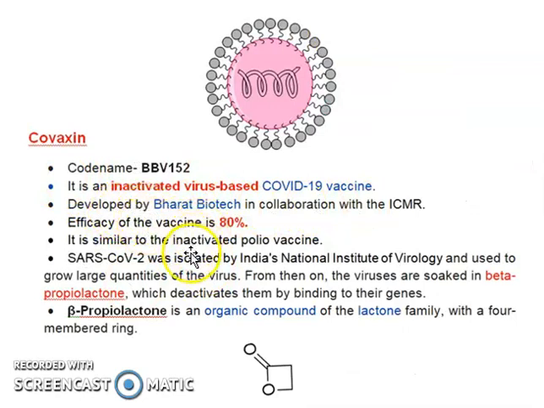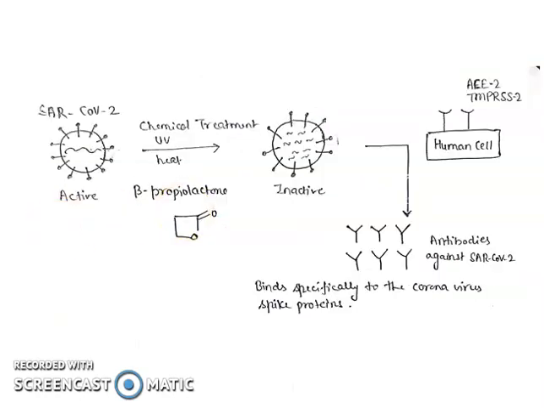It was developed by Bharat Biotech, and the efficacy is important. It is around 80% effective, and it is similar to the polio vaccine. The polio vaccine was also made in this way, and you should know that this is the molecule that is used to deactivate the RNA sequence. It basically binds to the genes of RNA. So this is again that PPT that I showed you earlier.